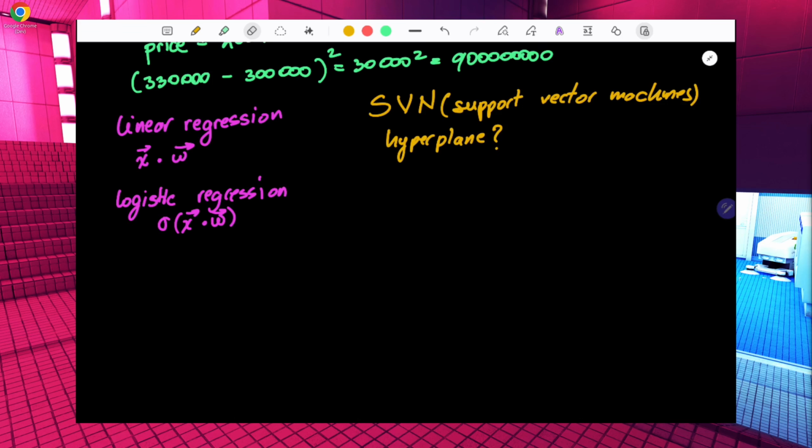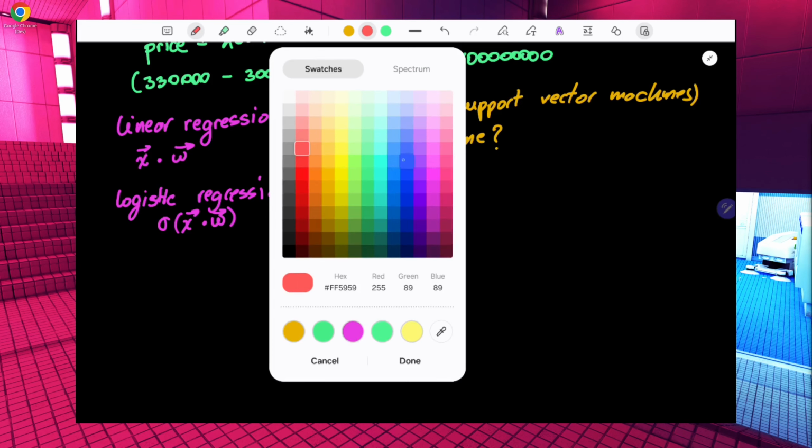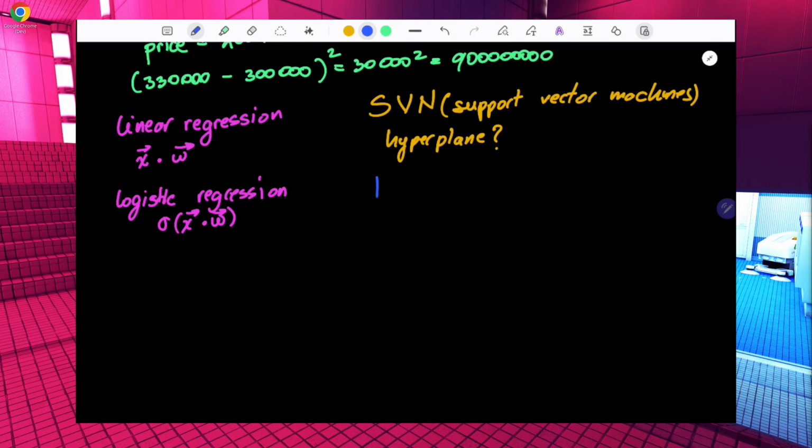Enough about SVMs. Let's talk. We also have decision trees. Now, decision trees are another popular supervised algorithm.